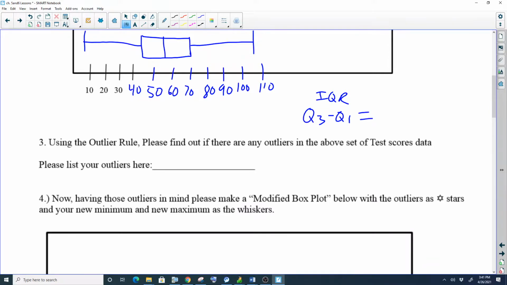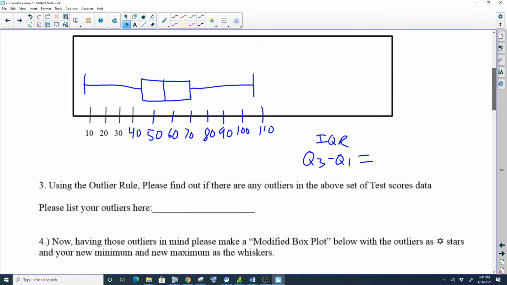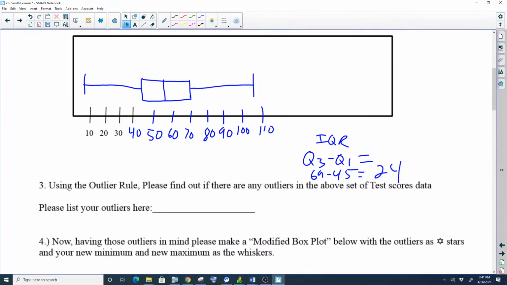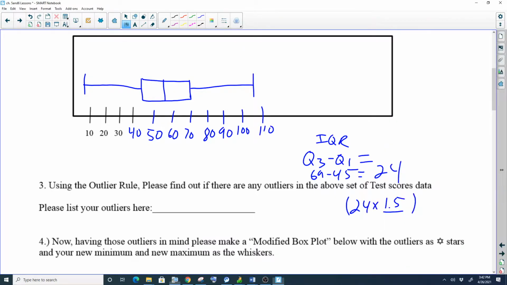And so you find that. And so in this case, it's 69 minus 45. So 69 minus 45 is 24. And so our IQR is 24. So now you take your IQR, which is 24, and you're going to make it 1.5 times bigger. Right? 1.5 times bigger. And so we do 24 times 1.5, which is 36.